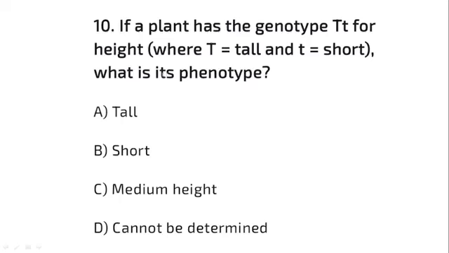Okay, so this one is simple. If this plant has this genotype, which is heterozygous, then we have the dominant allele for tallness and the recessive allele for shortness. So what will be its phenotype? Remember, we know that phenotype is the physical appearance of an organism. So this plant is going to be tall because the dominant allele is going to overshadow the recessive allele. So the correct answer here is A.